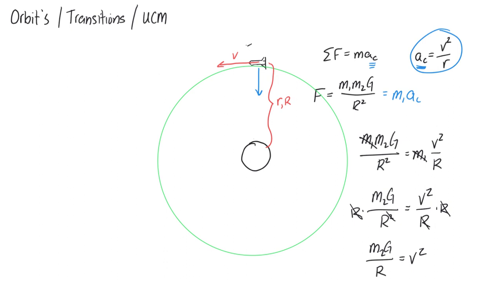Now, this should tell you something very clear. How fast you go depends on how far away you are. The further away you are, the slower you go. It's that simple. So if you want to be in a circular orbit, the further away you get from the planet, the slower your object has to be traveling. That's all that really says.